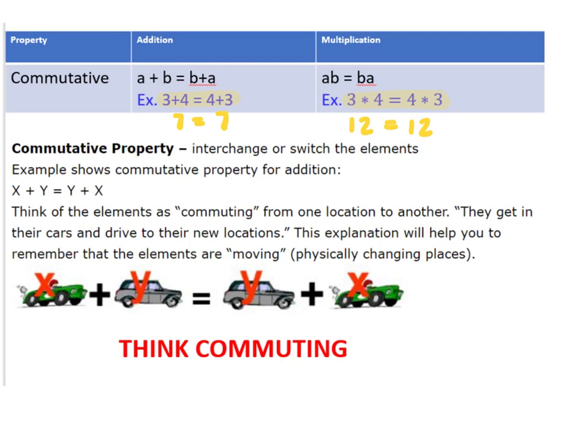Now, a way to help you remember this is given below. We can think of the commutative property as like you're commuting. It says below, think of the elements as commuting from one location to the other. They get in their cars and drive to new locations. This explanation will help you remember that they are moving or changing places. Because if you think about it, your path from your house to school, and school to your house is the same. You're just changing the order. You're changing the order of your commute. So you want to think of this as commuting to your job or commuting to school.